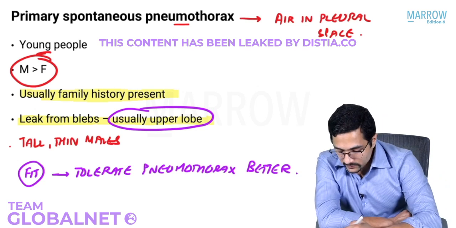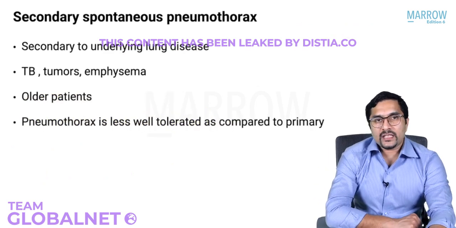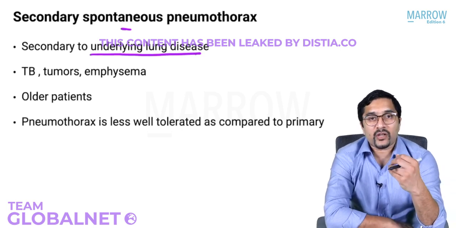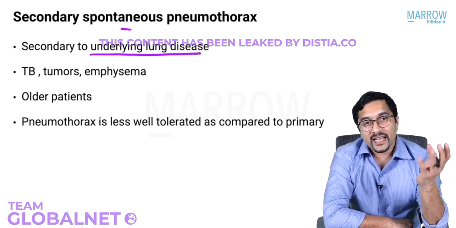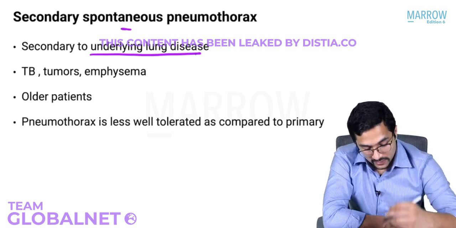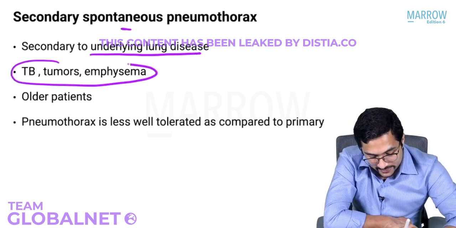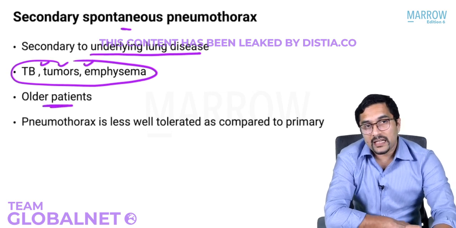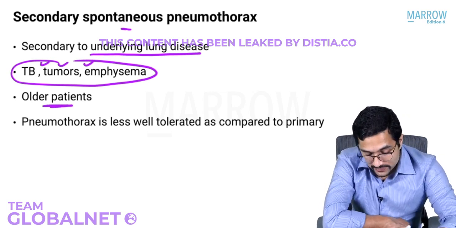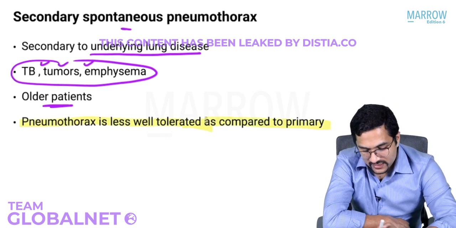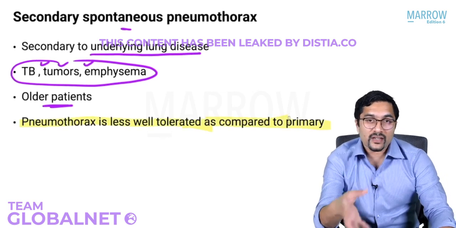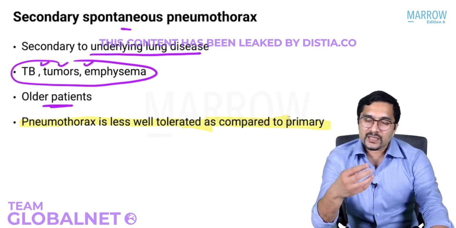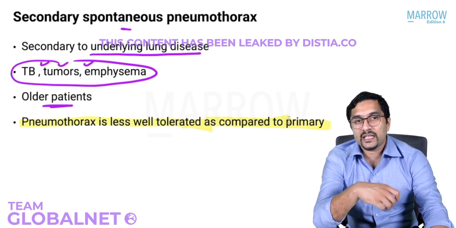Secondary spontaneous pneumothorax is secondary to underlying lung disease. In primary spontaneous, there wasn't any underlying lung disease. Secondary can be due to tuberculosis, tumors, or emphysema. This is usually in elderly patients, and pneumothorax is less well tolerated as compared to primary because there's already a lung pathology present. So if there is pneumothorax, these patients don't tolerate it as well as primary.